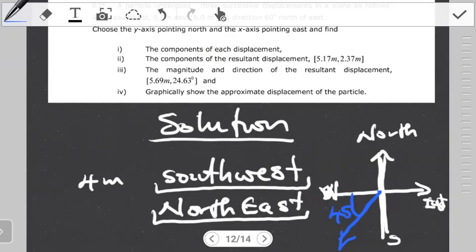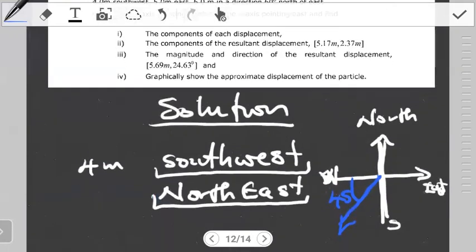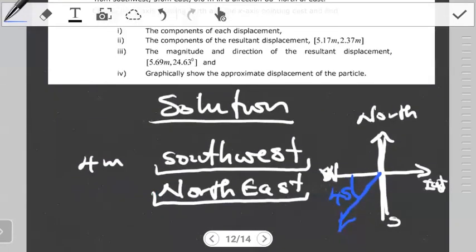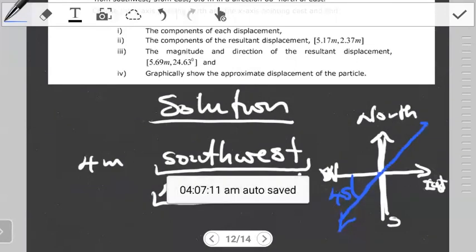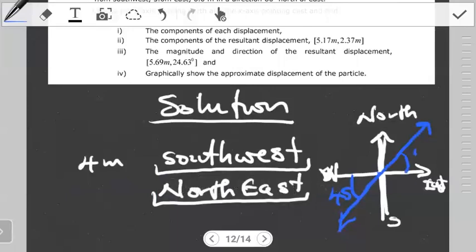So if they just say southwest, they mean the vector is exactly midway between the south pole and the west pole. Now, if it was northeast, this is the north, this is the east here, so exactly midway between the north and the east. We're talking about something like this, and the angle here is going to be 45 degrees. This is what they mean when they use a term like southwest, northeast, or northwest, and so on.